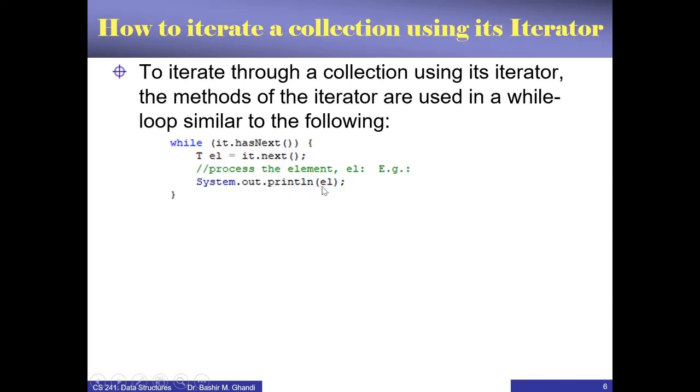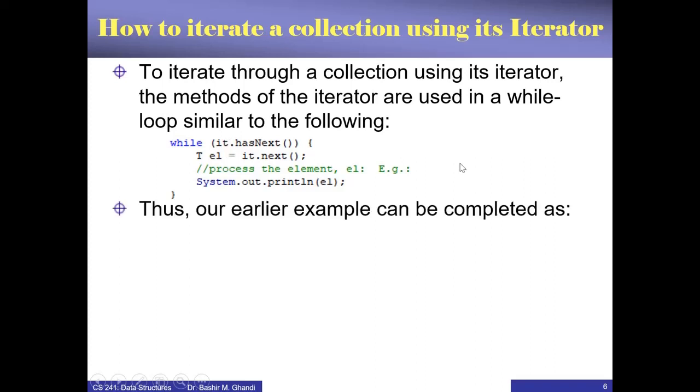This will give you an element which you can now process as you like. For example, you may want to print it. If there are numbers, you may want to add it to a sum or do something else. But basically, you are able to obtain the next element. Then you go back and say, are there more? If yes, call the next method to get the next one, and so on. So you can see this will give you a way to traverse through the collection by using its iterator.